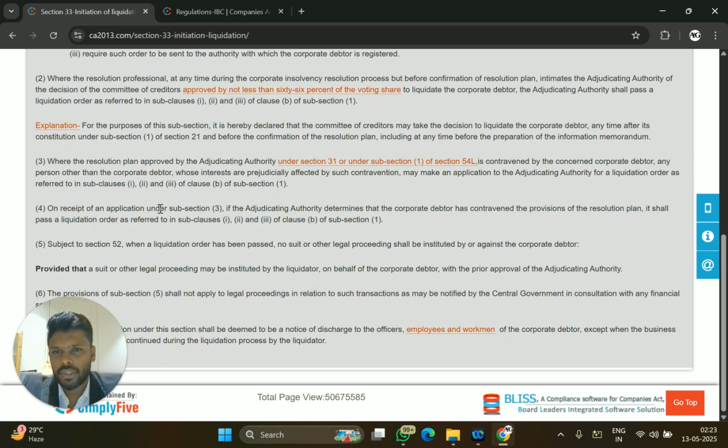On receipt of the application under section 3, if the adjudicating authority determines that the corporate debtor has contravened the provisions of the resolution plan, it shall pass an order of liquidation. So I have told you the 4 circumstances in which liquidation is warranted.